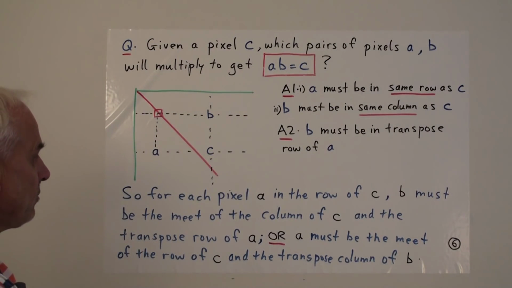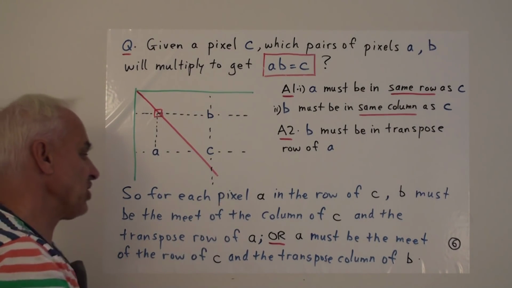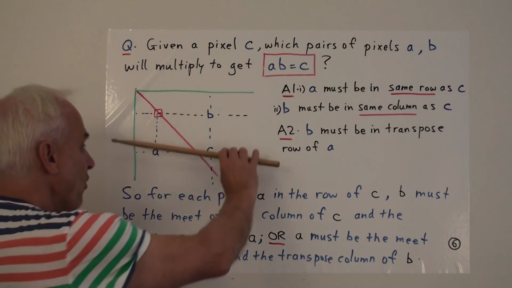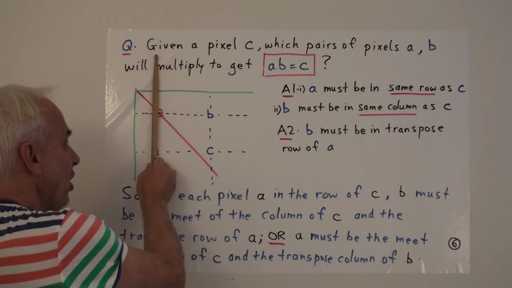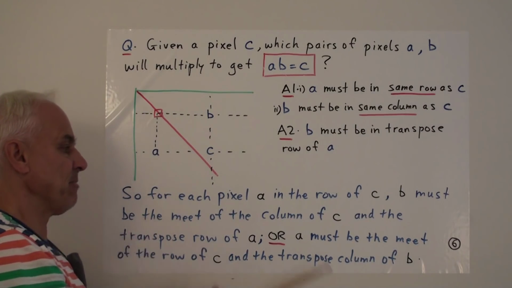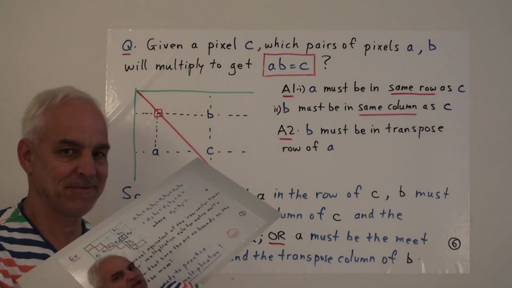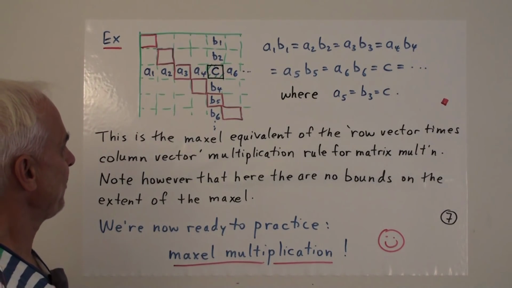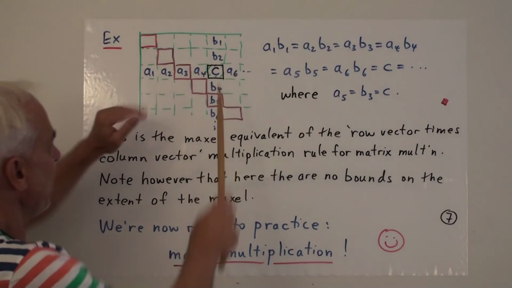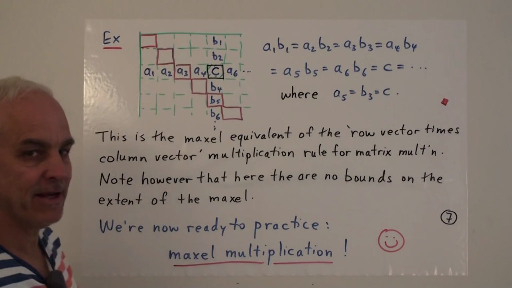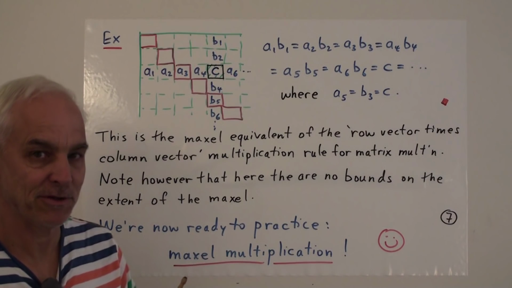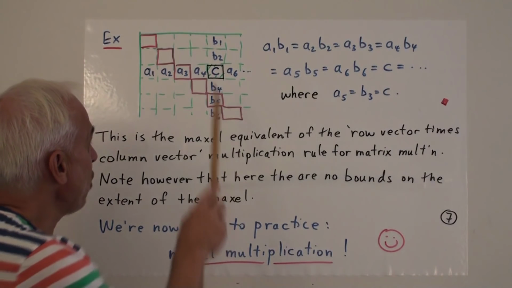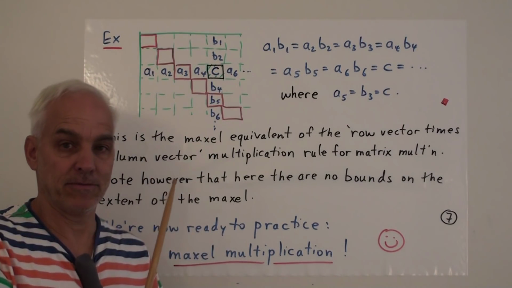Or we could interchange the story and say that if we know B, then A must be the meat of the row of C and the transpose column of B. That's just the symmetrical version of it. So let me illustrate that reasoning in an explicit kind of example here. So here's our screen, and now I've separated it into little pixels, so they really do look like pixels. There's the pixel 1, 1, pixel 1, 2, pixel 1, 3, and so on. And we've chosen a particular pixel C right there.